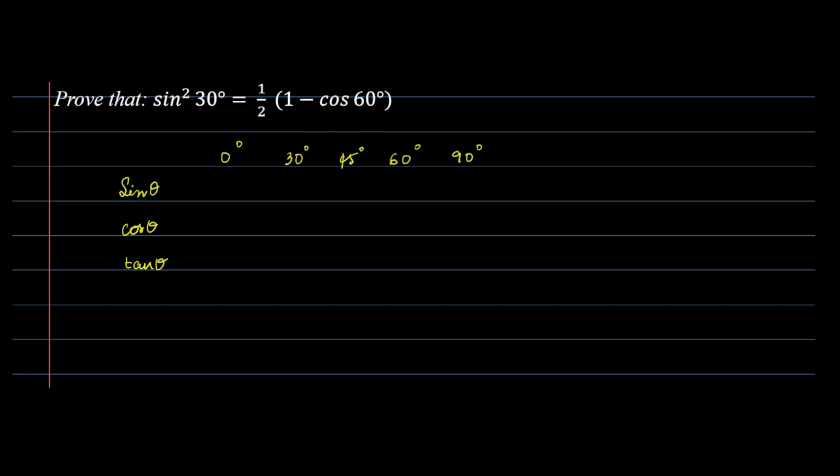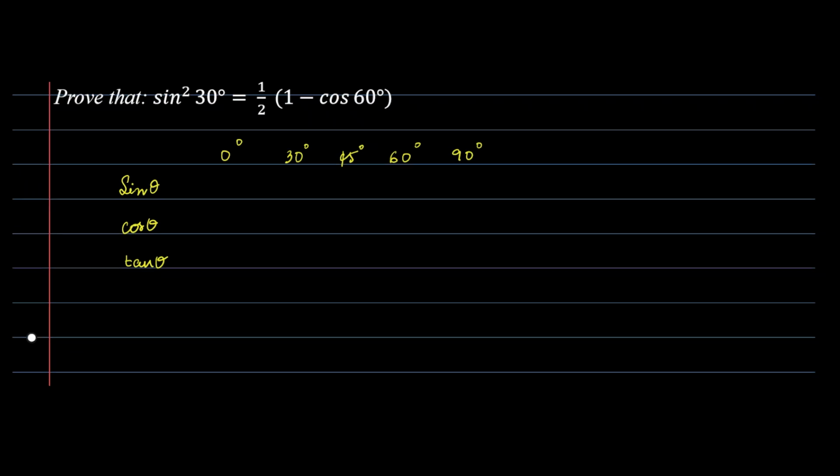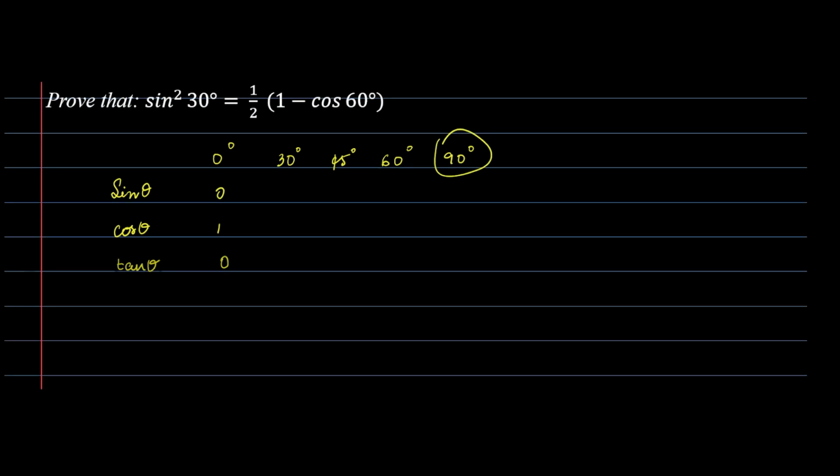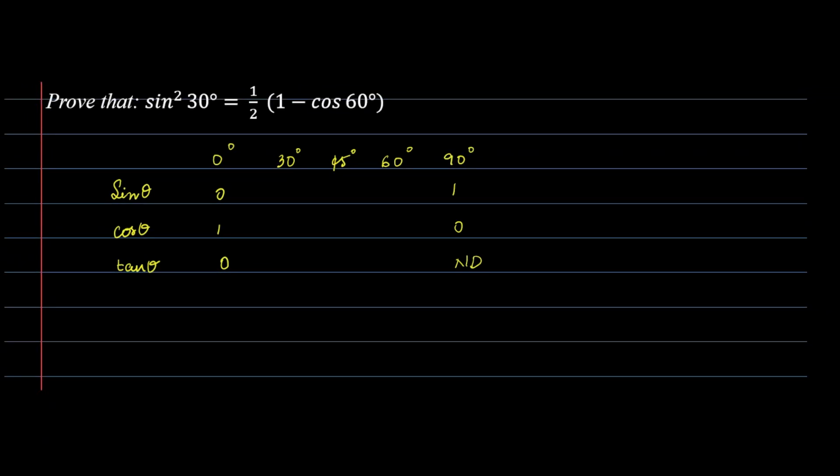The way I memorize this table is, for the angle 0 degrees, we have the values 0, 1, 0. For the angle 90 degrees, we have the values 1, 0 and not defined. Sin 30 degrees is 1 by 2. Sin 45 degrees is 1 by root 2. Sin 60 degrees is root 3 by 2.